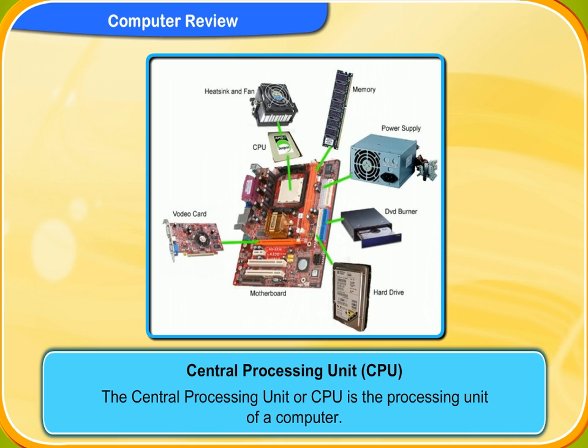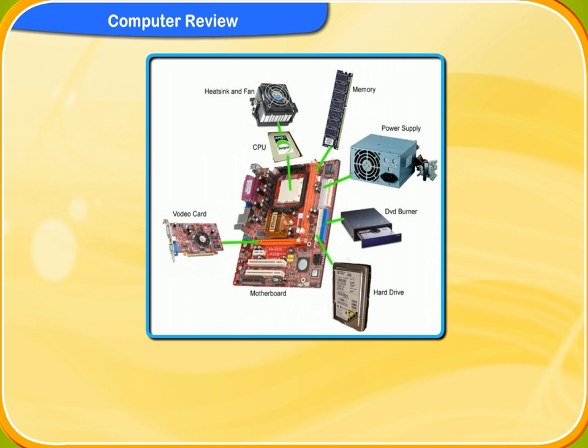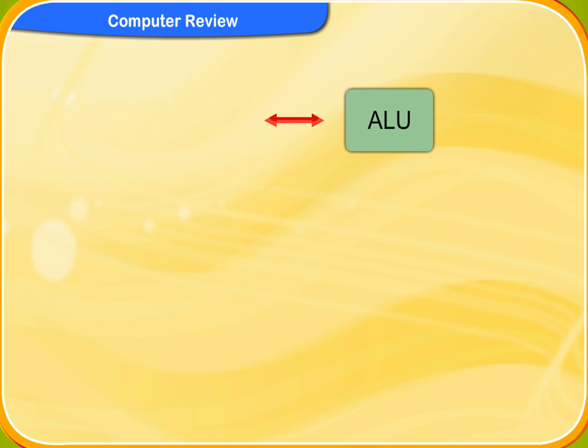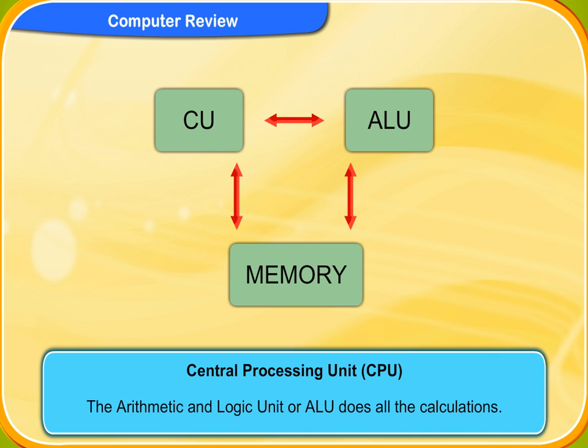The Central Processing Unit or CPU is the processing unit of a computer. The CPU is present inside the CPU box. It does all the calculations of the computer. There are three parts in the CPU, the ALU, the CU and the MU. The Arithmetic and Logic Unit or ALU does all the calculations.